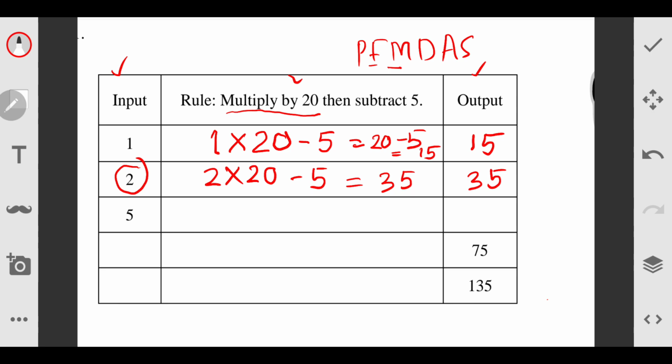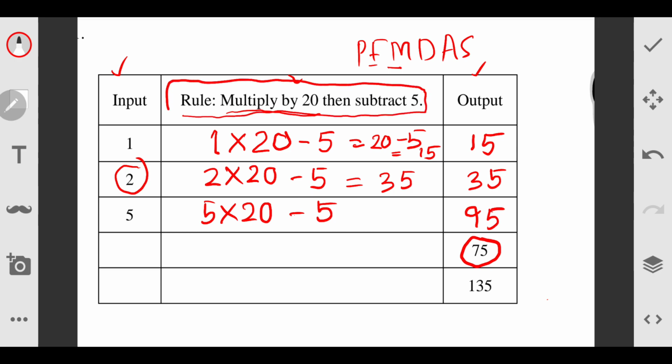Okay, then we have 5. So I'll write this in details, and then minus 5. If you do the operation, you can use a calculator, that's fine. Get 95. Okay, so now the last two are different. Last two, we have the outputs. So we have 75 and we have to figure out the input, and we have the rule. Okay, so let's see how can we do that. So going from output to input.